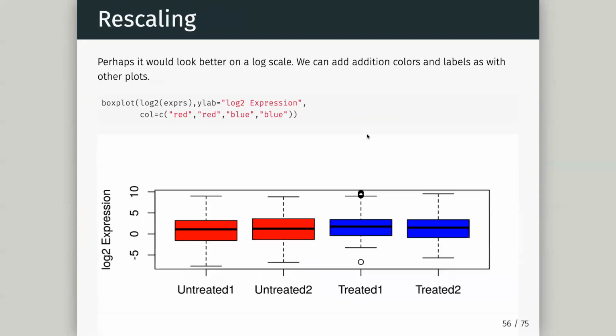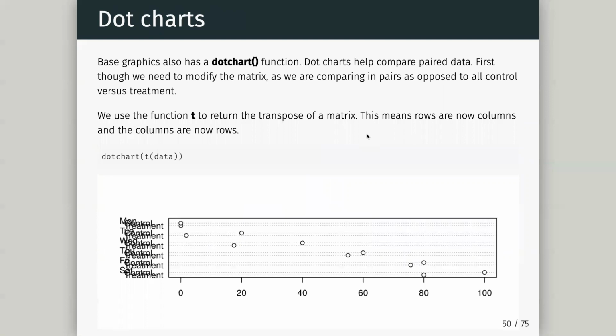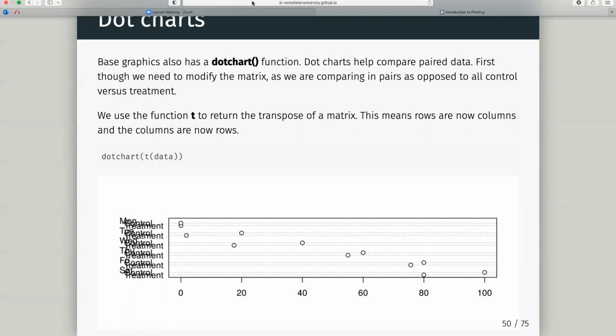So I think the 2 last plots we want to show are boxplots and dot plots. So dot charts. Dot charts are, I think, very useful when you have paired data, so you have 2 values side by side, and I want to show them on one plot. First off, we need to do one trick we haven't done yet to a matrix, which is transpose it. So if our matrix has columns control and treatment, but we want them to be rows control and treatment, we transpose it.